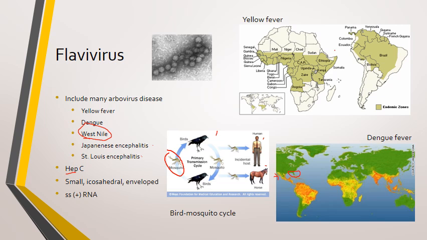Now, dengue is another flavivirus that is present. Dengue is actually much more prevalent worldwide than the yellow fever virus, and this is the map down here for dengue. Same mosquito, many more infected. Over 100 million are infected annually with dengue.